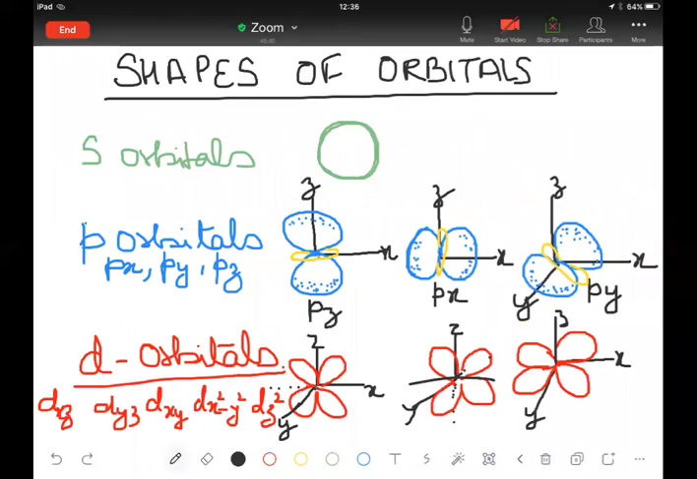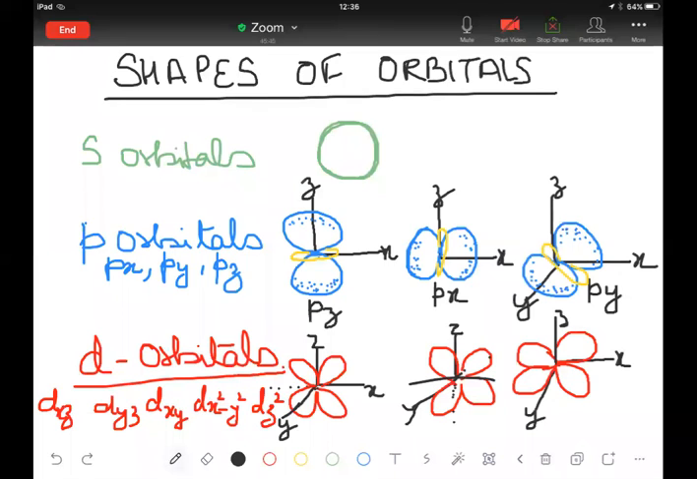All right, so this is about the shape of the orbitals. S orbital is spherical in shape. I'm trying to show the S orbital with a light green color, and it is spherical in shape, a three-dimensional region. This is kind of a cross-sectional area.